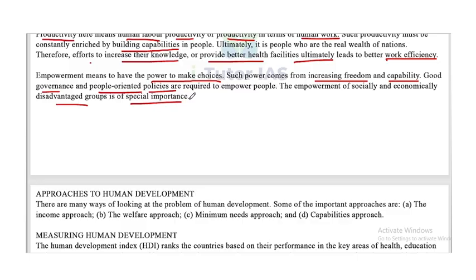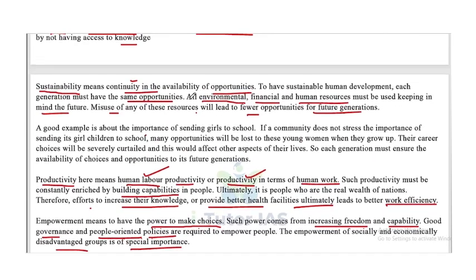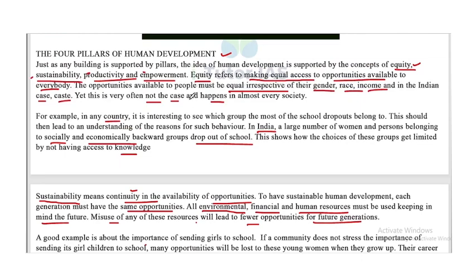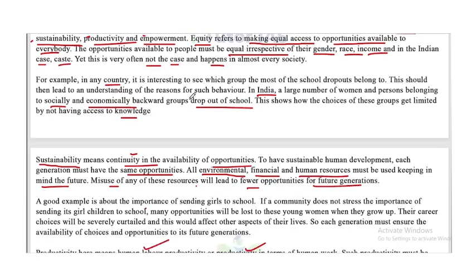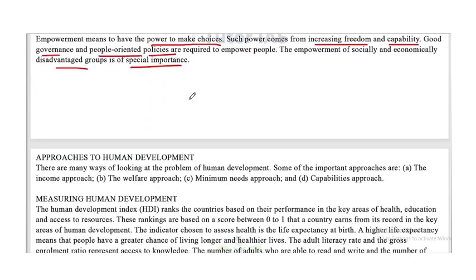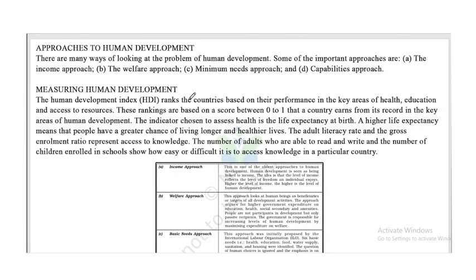So these are the 4 pillars of human development: first equity, then sustainability, then productivity, and finally empowerment. Now, approaches to human development.